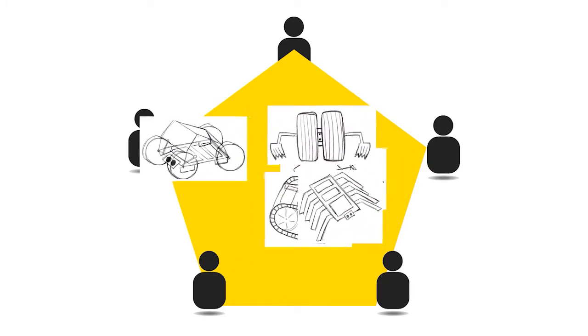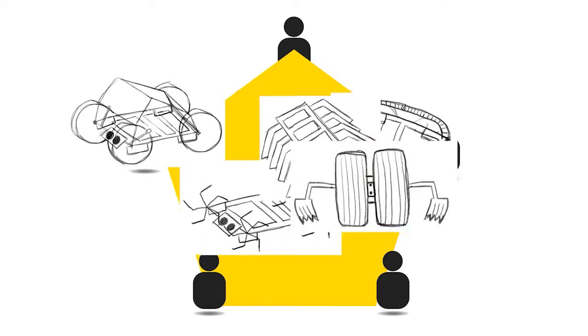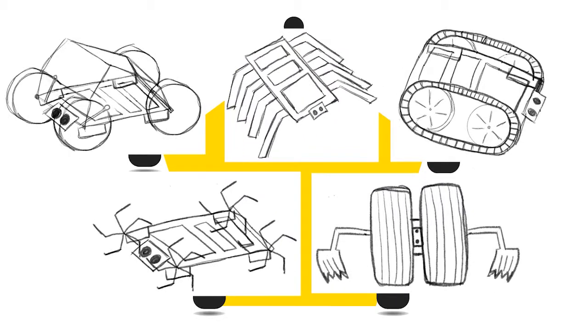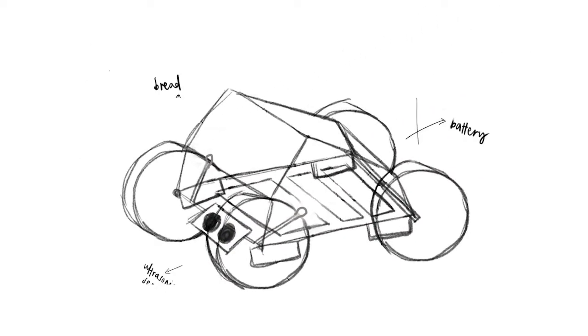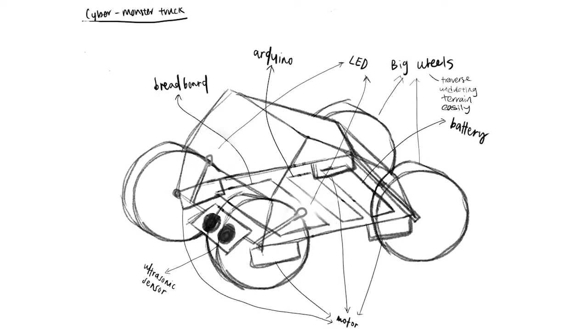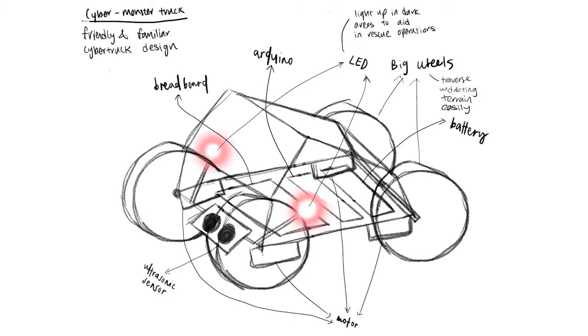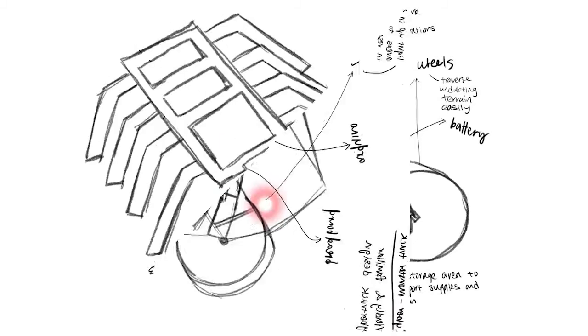At the end of our C-Sketch process, our group generated 5 innovative and unique ideas through the collaborative efforts of every team member. Idea A is a monster truck robot. This robot has big wheels to allow it to traverse harsh terrain. It also has LEDs which light up in the dark areas, providing visibility to the rescue operations. It also has a friendly and familiar Cybertruck design with a huge storage area to transport supplies and humans.